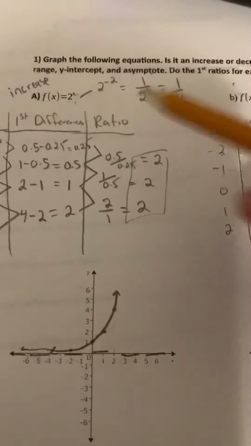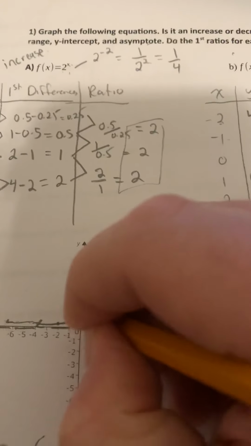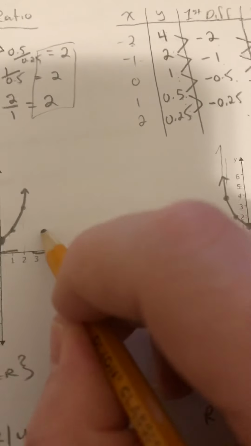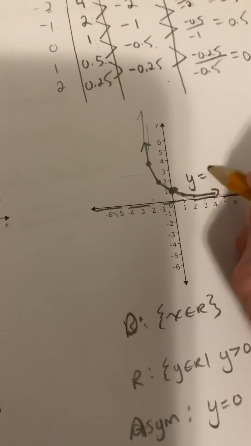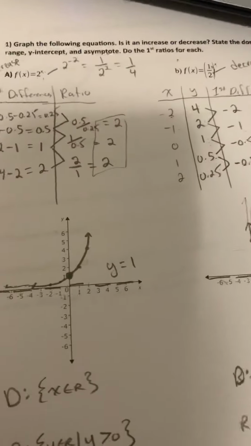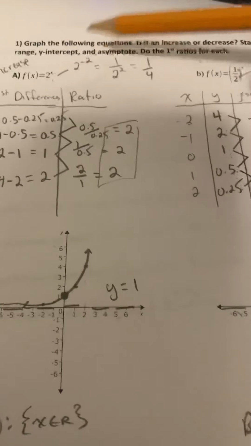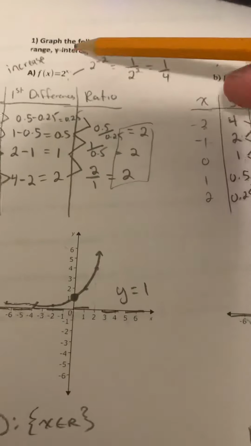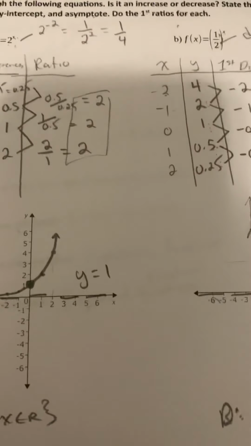Okay, y-intercept. I said previously that the y-intercept of the parent function is always here, at 1. So the y-intercept is where y equals 1. And I think we got them all. Okay, so we graphed them. We stated if it was increasing or decreasing. We did the domain and range. We did the y-intercept, the asymptote, and we did the first ratios.